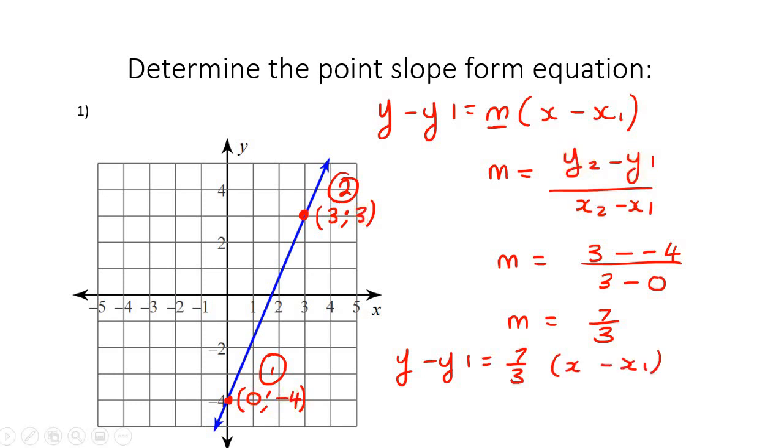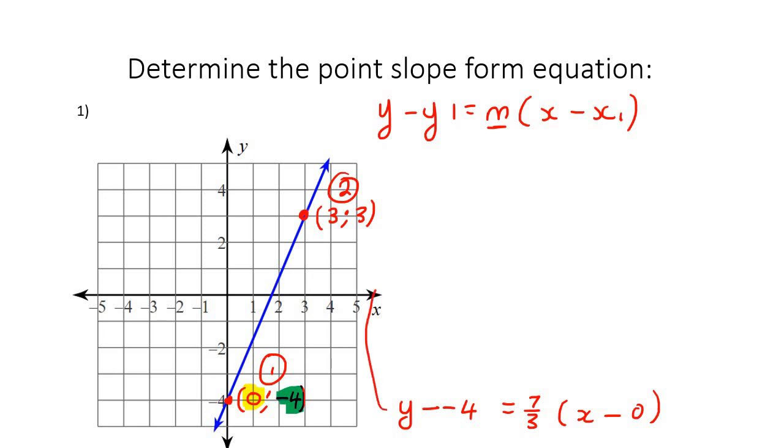And so what we can now do is go fill in point number 1, because that's what we need for over here and over here. So we'll take the x value of point number 1, and that's going to be filled in over there. And then the y value of point number 1, which would be that one over there. And so we're going to say y take away negative 4 equals 7 over 3, and then x take away 0. And so now we're just going to simplify it over here. So that's going to become y plus 4 equals 7 over 3.